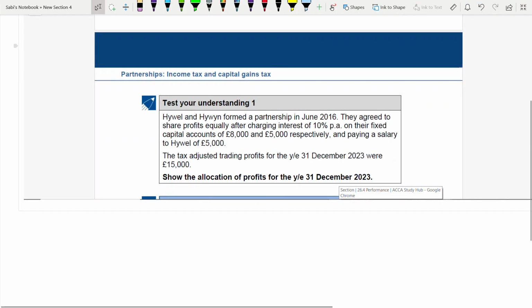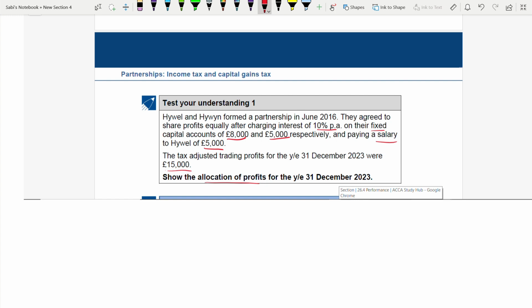Test your understanding one. Two people formed a partnership. They agreed to share their profit equally. Interest of 10% is charged on their fixed capital, which is 8,000 and 5,000. A salary of 5,000 is paid to only one partner. Tax adjusted trading profit was 15,000. Show the allocation of profit.